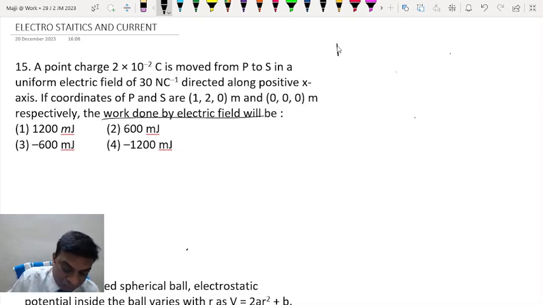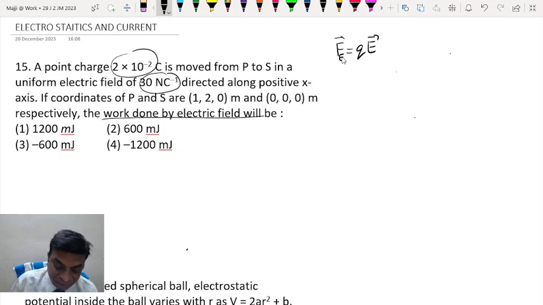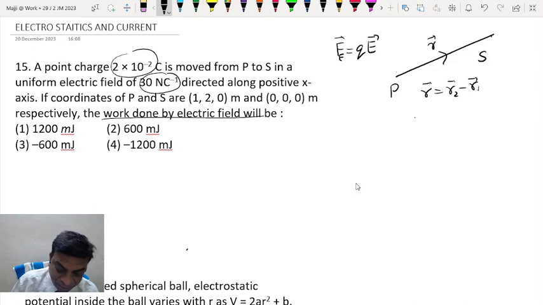Now you see the force acting on a charged particle is Q into vector E, because electric field is given and charge is also given. So we have this force exerted by the electric field. Now when the charge moves from P to S, the displacement is vector R, which is actually the position vector of final point minus position vector of initial point. And accordingly we can have the work done as the dot product between these two.